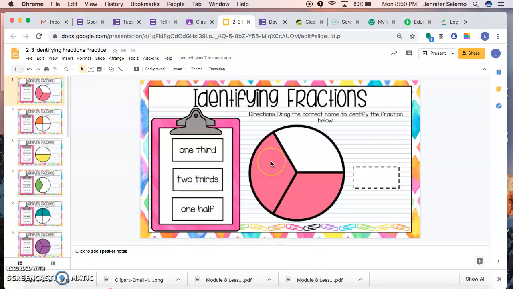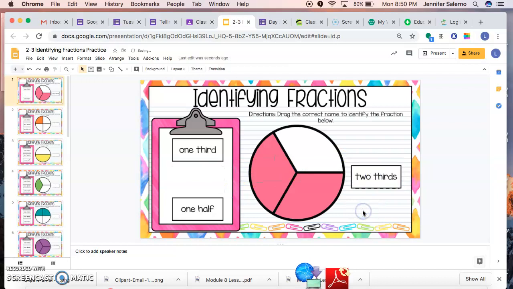Okay, so when I look at this, I see all parts are equal, and I have 1, 2, 3 parts, okay? So I have 2, and now when I read a fraction, I'm not going to say 2, 3. That's not what we say. It would be considered 2/3, okay? 2/3. Because here I have 1/3. That's not it because I have more than one colored in. 1/2. Nope, that's not it. And then 2/3 is my answer. So all I'm going to do is take it and I'm going to drag it over here. Okay, so that's all you have to do for these questions.